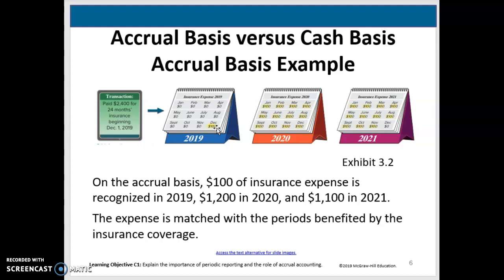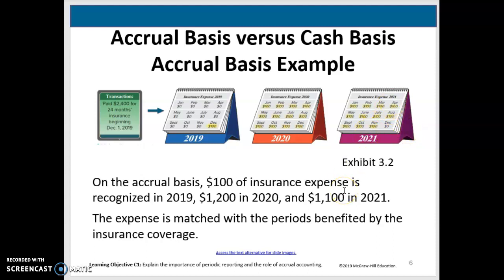But we get to the end of December and now we've used 1 month of it. So we're going to recognize 1 month of expense for that. So if we had $2,400 that we paid for 24 months, we divide that and it's $100 per month that we would recognize for insurance expense as we've used it. So we had 1 month of use in December, so we're going to use $100 in 2019. When we go into 2020, remember we paid for 24 months. So we have all 12 months of 2020. So that is $1,200. And that leaves us with 11 months left that we prepaid. So we're going to expense each month in 2021, and that's going to have a total of $1,100.